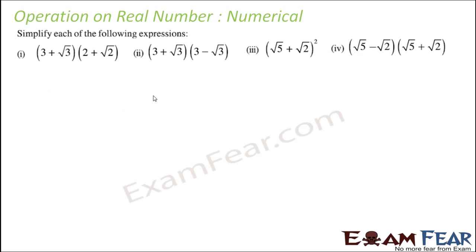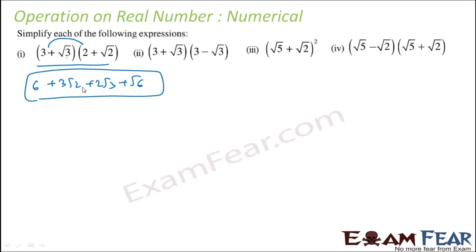So let's take some more questions here to simplify each of these. Let's see how well we can do. Let's do this. 3 into 2 is 6. 3 into root 2 is 3 root 2. Root 3 into 2 is 2 root 3. And root 3 into root 2 is root 6. So this is the simplified version.